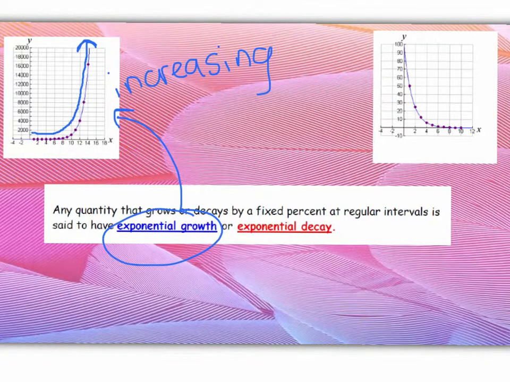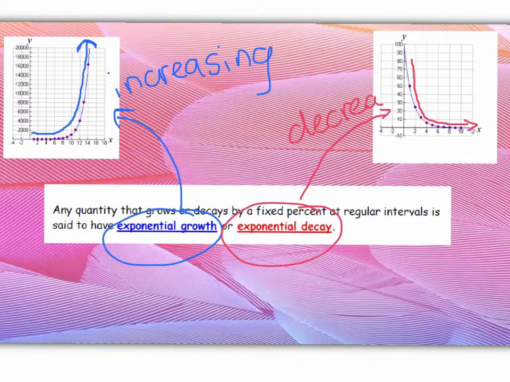And the graph on the right is an example of exponential decay. As we plug in these x values into our graph, the y values seem to decrease in value. So this is a decreasing graph, and for a decreasing graph, you will have exponential decay. So right away from the graph, you can tell if you are growing exponentially or decaying exponentially.